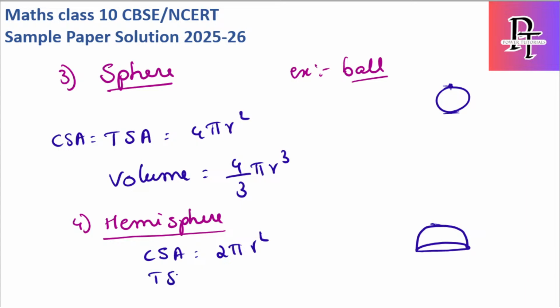Whereas for TSA, what do I have to do? I have to add this bottom area, which is pi r square. So it is 2 pi r square plus pi r square. Hence, TSA of hemisphere is 3 pi r square. What about volume? Volume is half of sphere. Total sphere is 4 by 3, so half of sphere will be 2 by 3 pi r cube.